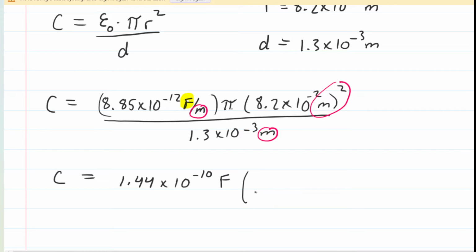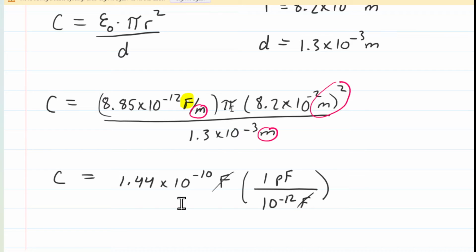If your homework system wants this in picofarads, then we can say 1 picofarad is equivalent to 10 to the minus 12 farads, and that setup would eliminate the farads, leaving us with our answer in picofarads, which would turn out to be approximately 144 picofarads. So that would be an equivalently correct answer to part A.